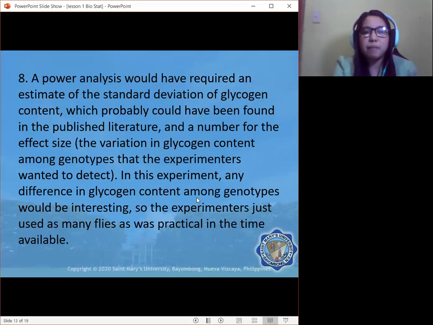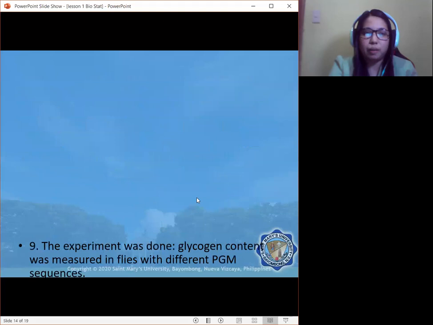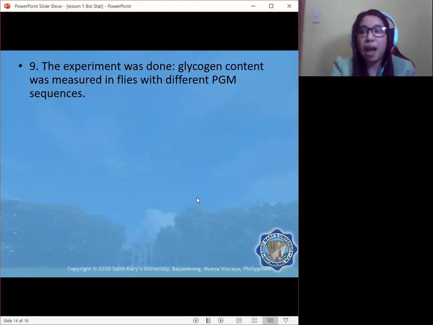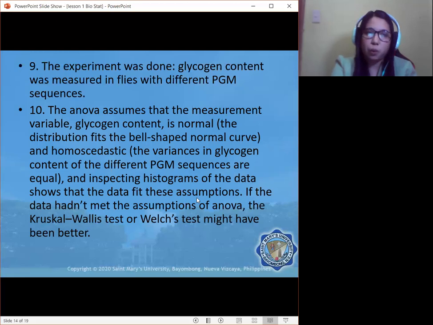So in this experiment, any difference in glycogen content among genotypes would be interesting. So the experimenters just used as many flies as was practical in the time available. Step 9, you have to do the experiment. So the experiment was done. Glycogen content was measured in flies with different PGM sequences.